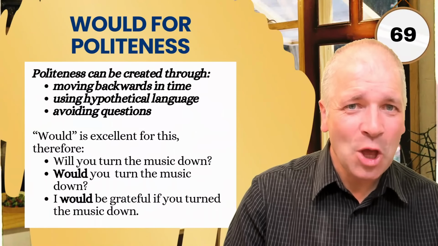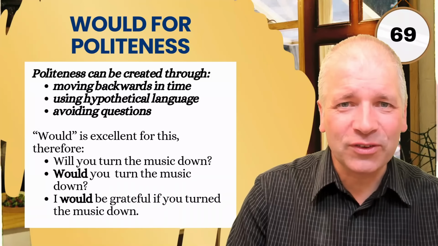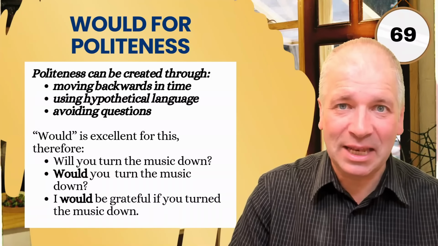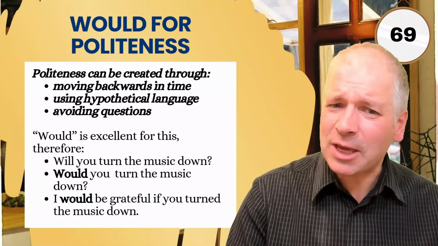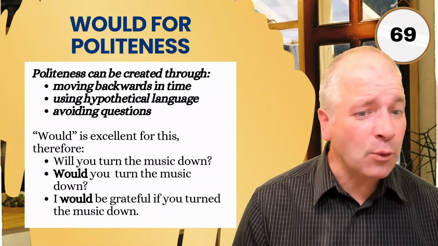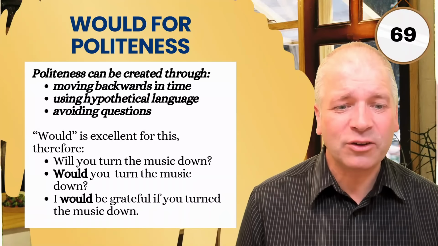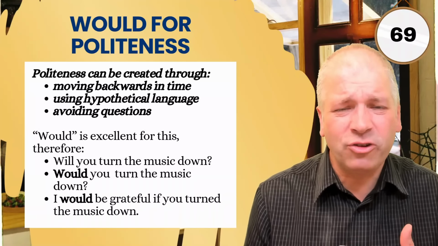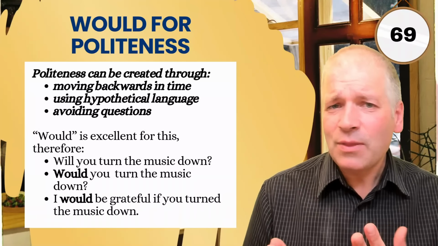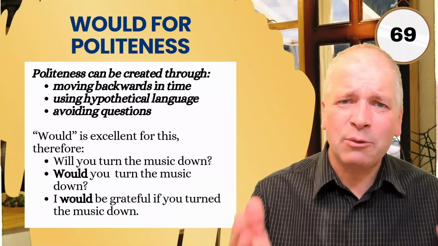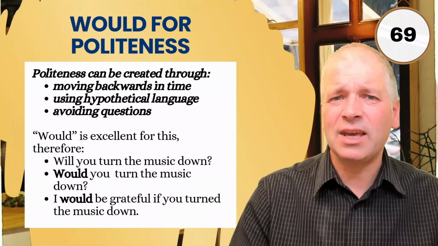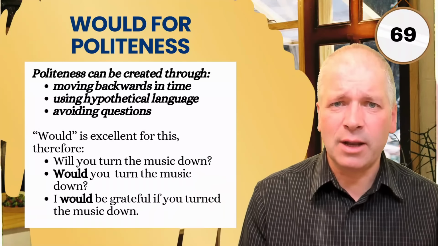Here's would again. Would is really important for establishing politeness in English. Politeness can be created in English through moving backwards in time, using hypothetical language, and avoiding questions, using statements instead. They're all techniques of language to make language feel less direct and threatening and pressing for the listener. And would is excellent because it can meet all of those criteria.